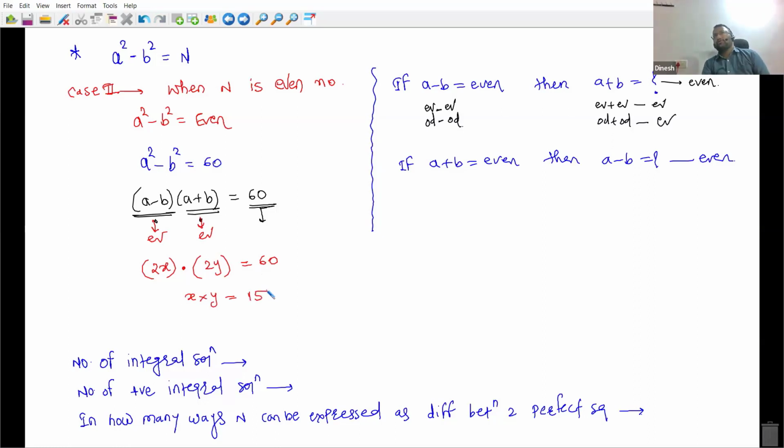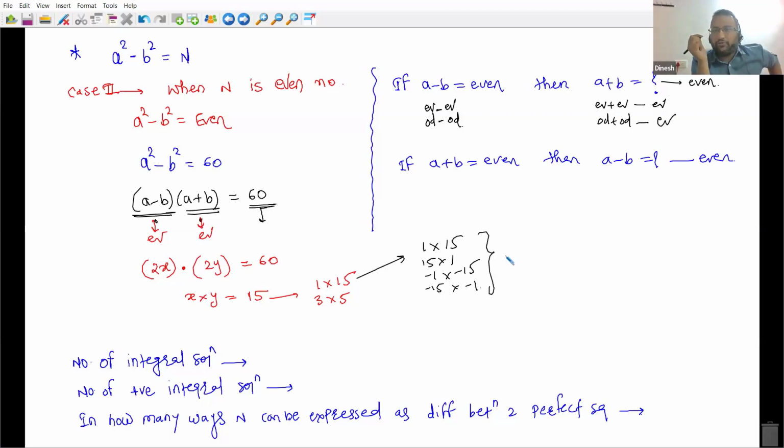Now there is no condition on x and y. x and y can be odd numbers now, because when multiplied by 2 they will become even. Now x and y can be any kind of integers. 15 you can write as 1 into 15, or 3 into 5. These are the two ways, everyone. Again, 1 into 15 you can write as 1 into 15, 15 into 1, minus 1 into minus 15, minus 15 into minus 1. Again, over here you will get 4 solutions. Out of those 4 solutions, only one is going to be the positive integral solution.